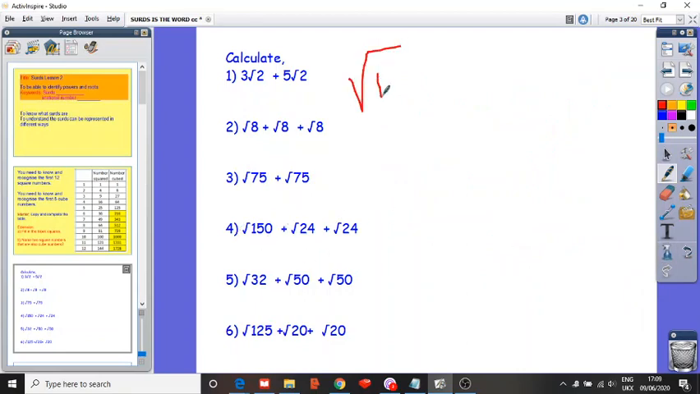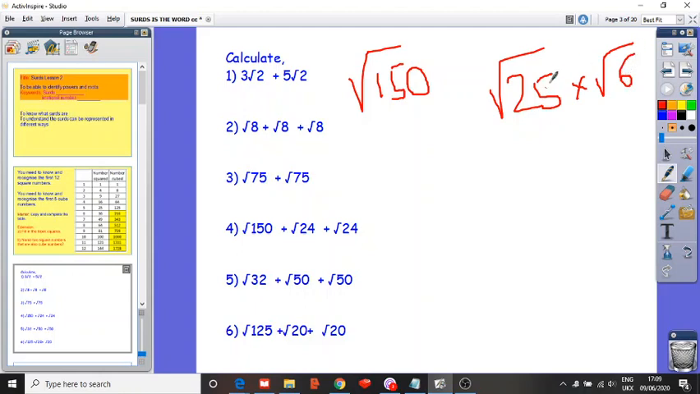So let's start with the square root of 150. Now, is there a square number that goes into 150? Now, there might be a few, but I know 25 is a pretty large number, and that definitely goes into 150. So I'm going 1, 2, 3, 4, 5, 6. So square root of 25 times the square root of 6, because 6 times 25 is 150. So I can rewrite that as 5 root 6. Square root of 25 is 5.